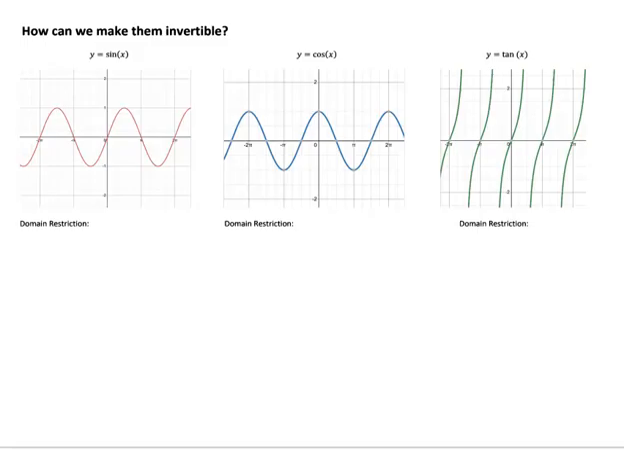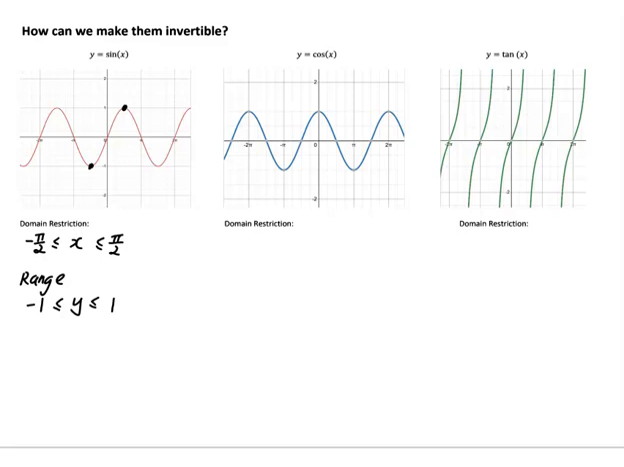How can we make these functions invertible? Let's have a look at the first one. We can restrict the domain. I'm going to pick one part of the curve, which is from this point to this point, negative pi on 2 for x, and on the right hand side pi on 2. So I restrict the domain from negative pi on 2 to pi on 2. What that means is my range is now between negative 1 and 1.